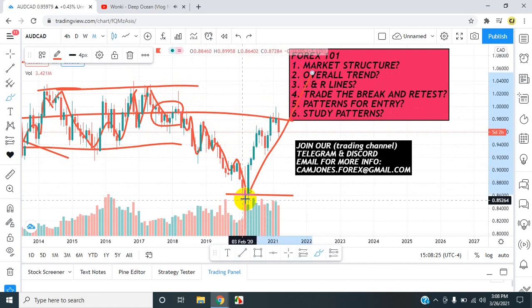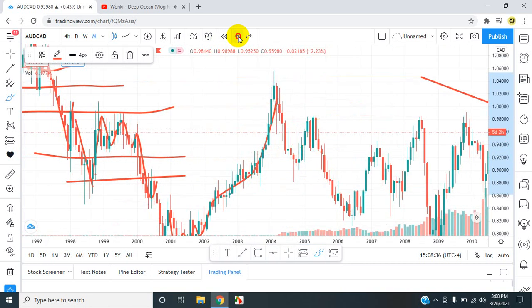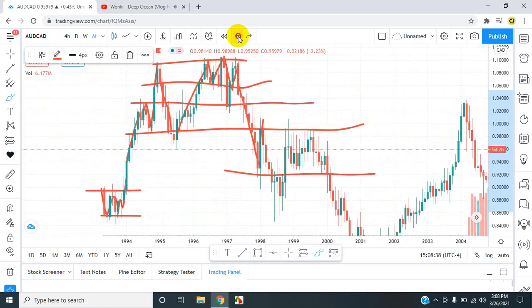So when the market is at lows, it's going to return back to previous highs. If the market is at the highs already, it's going to return back to lows. So that's market structure for us, and we also did figure out what the overall trend of the market is, which is an uptrend.